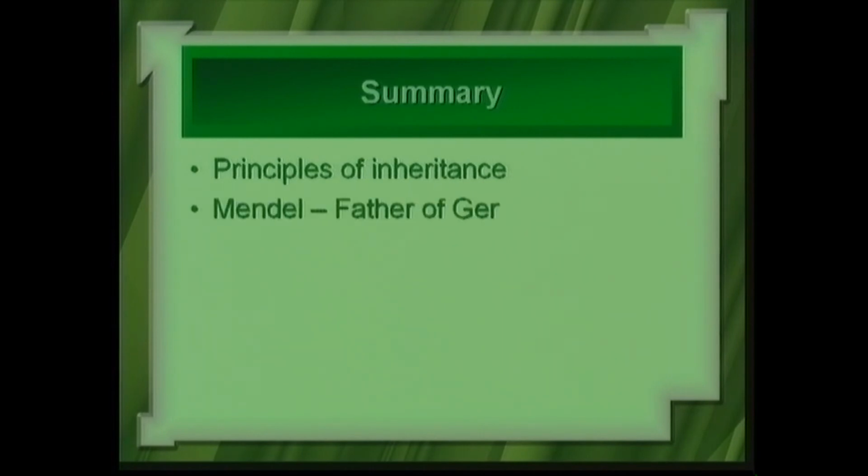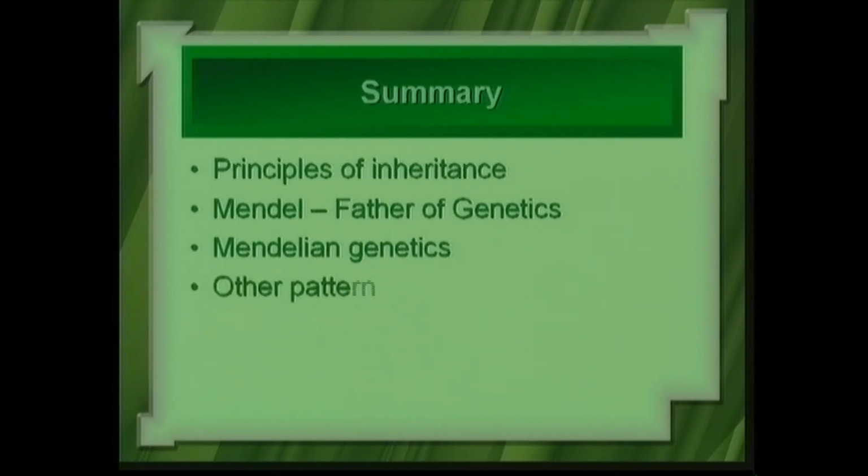All right, in order to summarize, we covered a lot of ground today, but now we're going to summarize a little bit of what we've done. I know it's a lot, but you will learn this. First of all, we went through a little bit about the principles of inheritance. We talked about the father of genetics, Gregor Mendel. Amazing man, just amazing. We also talked about Mendelian genetics, what we call classical genetics, as well as some of its offshoots and developments. And we also talked about other patterns of inheritance. That was a lot to cover. I know we went through it pretty quickly.